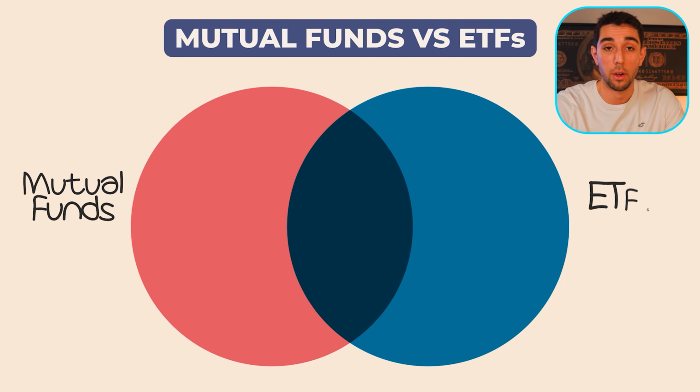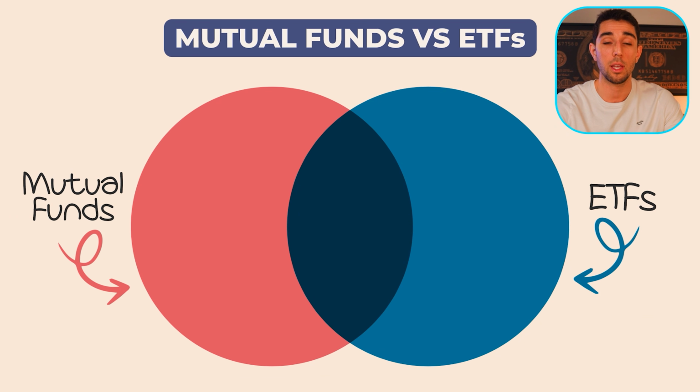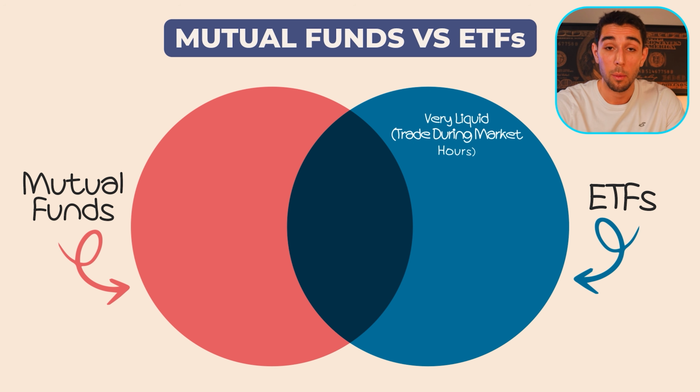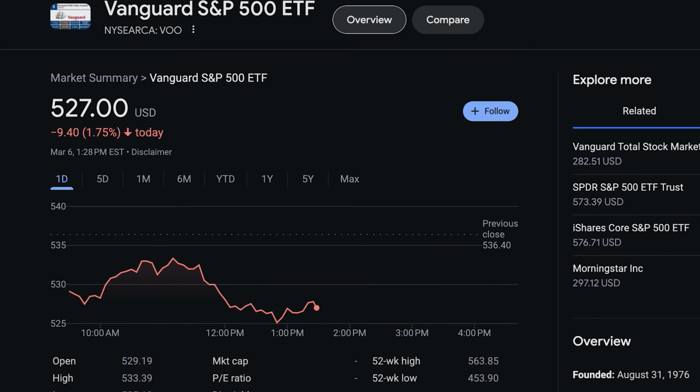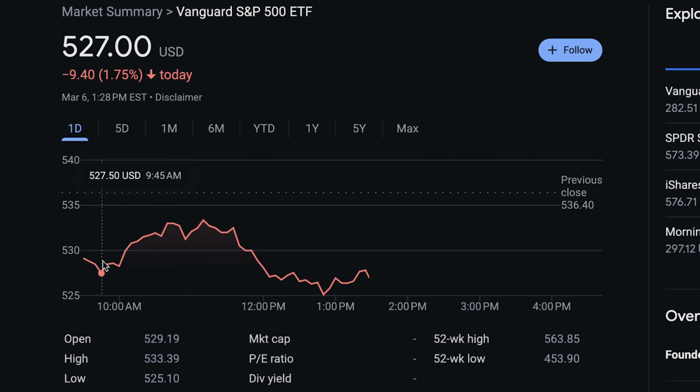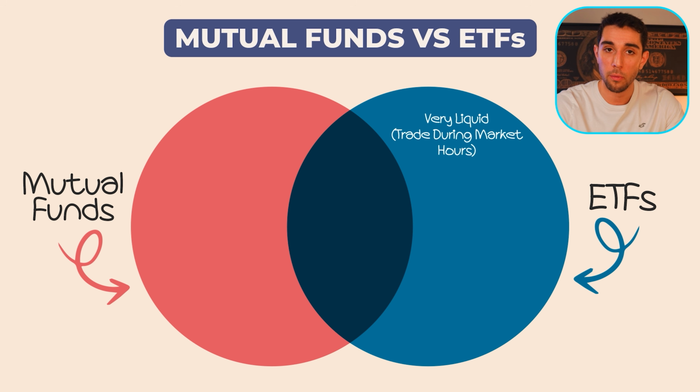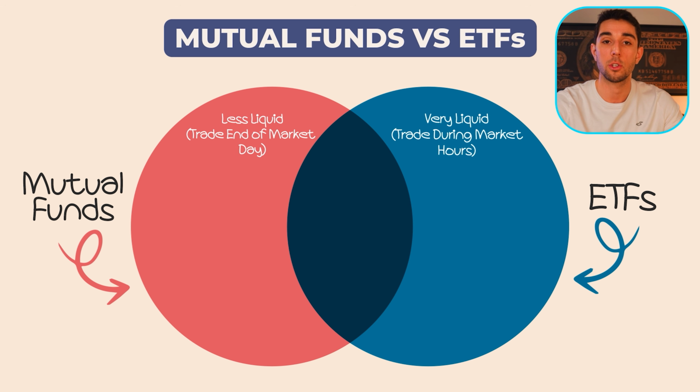But no matter if it's actively managed or passively managed, the structure between ETFs and mutual funds does vary slightly, because ETFs are more liquid since you can buy and sell them during market hours at any time, similar to trading any ordinary stock. So if I look up an ETF like VOO, you will see the prices constantly fluctuate throughout the day, and if the market is open, you could place a market order to execute right then and there. But mutual funds are less liquid because the trades only go through at the end of the market day.